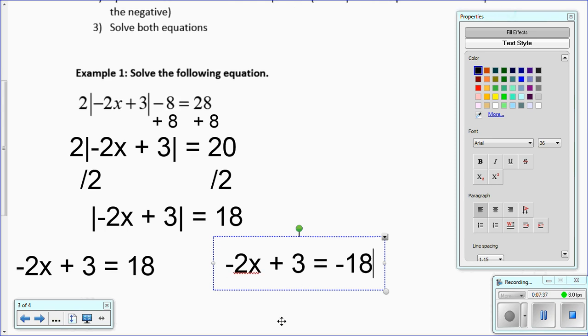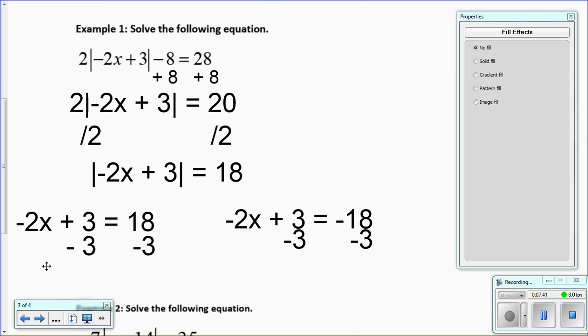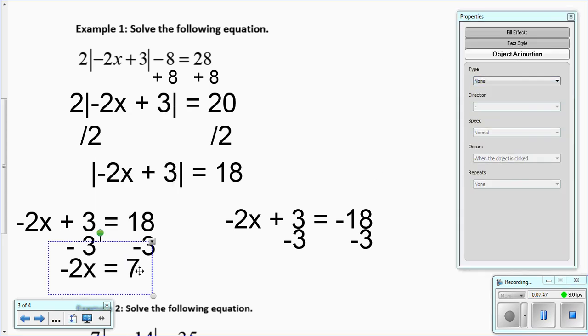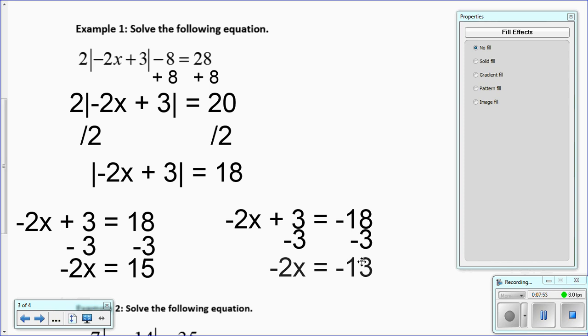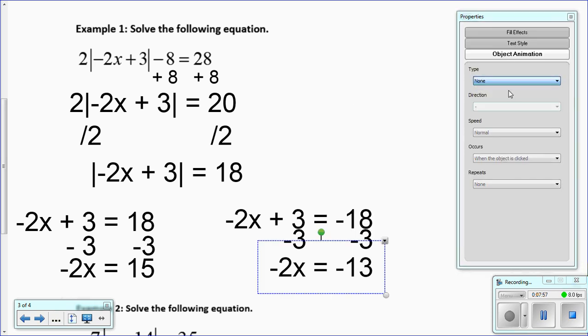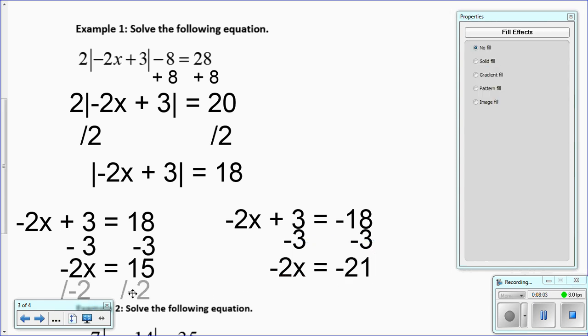Oh well. So now I go ahead and subtract 3 from both sides. This gives me 15. And I subtract 3 here. It gives me, what is that, 21? Then I divide both sides by 2, or negative 2 rather.